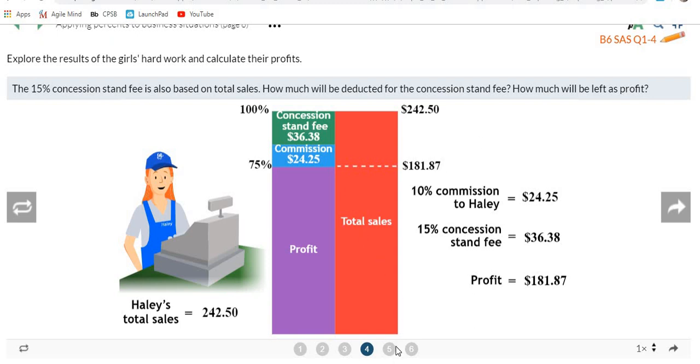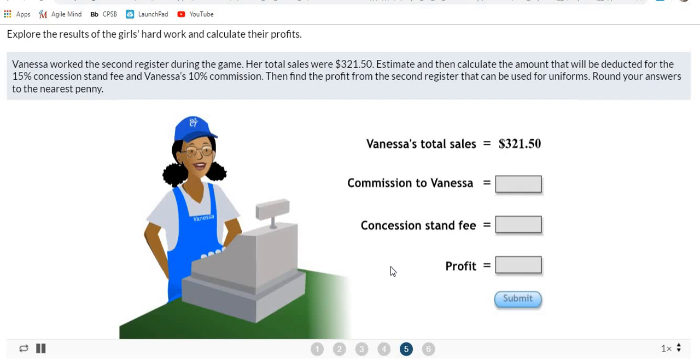Alright, so let's practice using some of these numbers. Now we're looking at Vanessa's register. Her total sales was $321.50. It says to estimate and calculate the amount that will be deducted for 15% concession stand fee, and Vanessa's 10% commission. Then we're going to find a total profit.